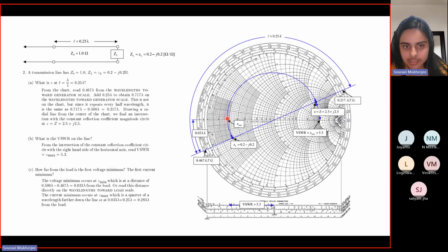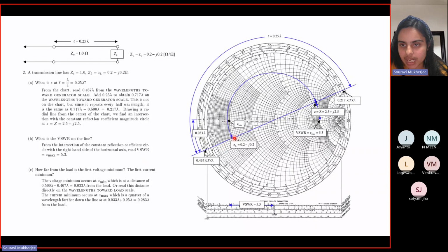So the question says, how far from the load is the first voltage minimum? Basically, we have to find this angle difference. You know this point. You can look at the scale here and find the difference, to see what distance has to be covered when you move from the load towards the minimum voltage point.